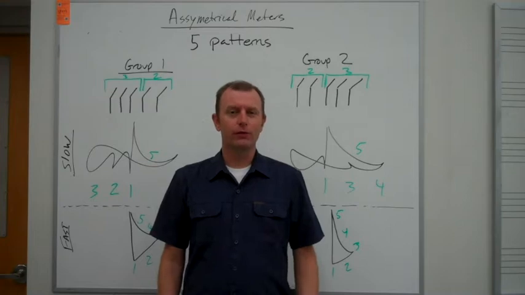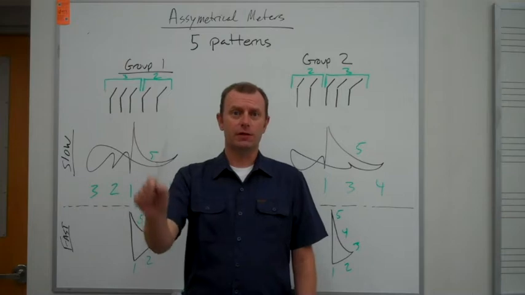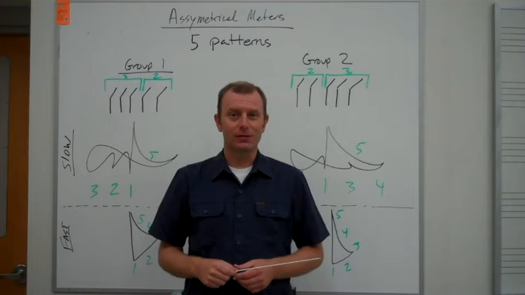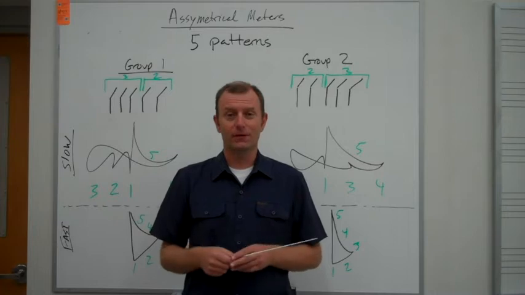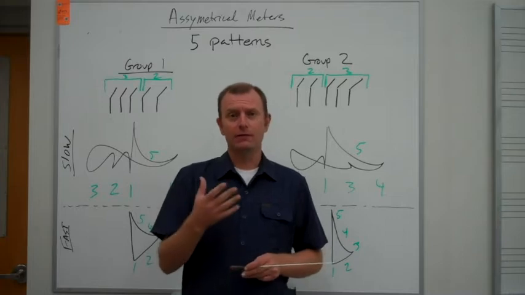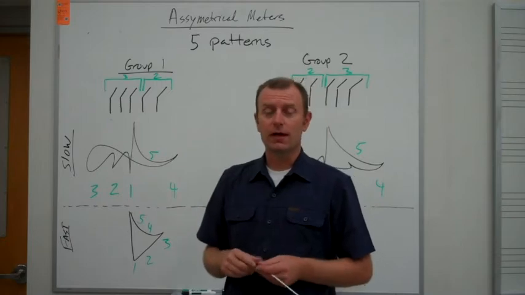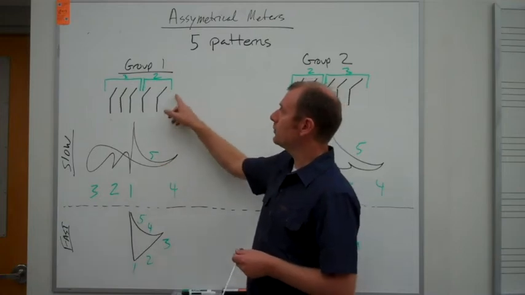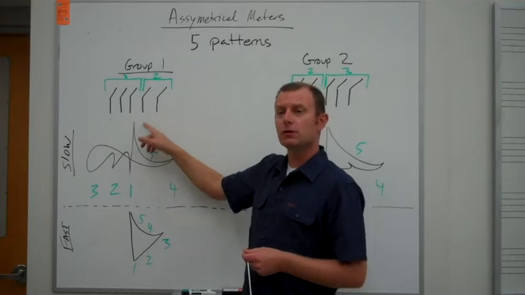Up to this point, we have been doing symmetrical meters, meters that have even numbers of beats and subdivisions of beats as we go through. We're now going to talk about asymmetrical meters, meters that have different amounts of beats and subdivisions of beats within them. We're going to start with the 5 pattern. When we have 5 beats in the measure, we need to figure out, first and foremost, how those beats are grouped. There are two different groupings that we use.